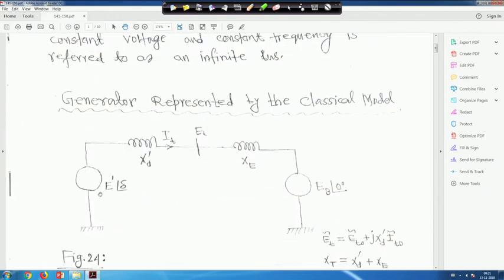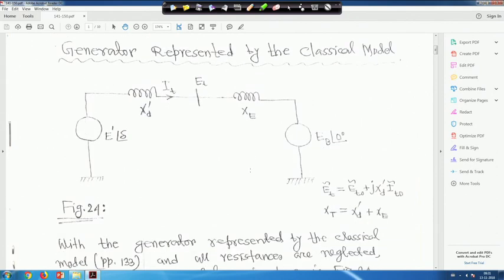So, this is my E d dash tilde, this is E t, the voltage behind transient reactance x d dash, and this is x c and E b angle 0. R e we have not considered here. This voltage is leading this voltage by an angle delta, and E t tilde is equal to E t 0 plus j x d dash into I t 0 tilde. We have seen this before, the pre-disturbance value, which will remain constant throughout the study. So, E t tilde is equal to E t 0 tilde plus j x d dash I t 0 tilde.